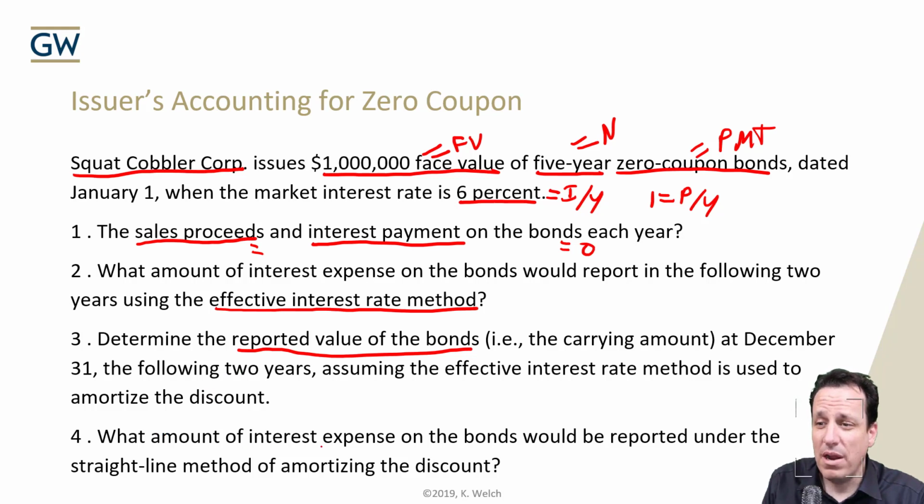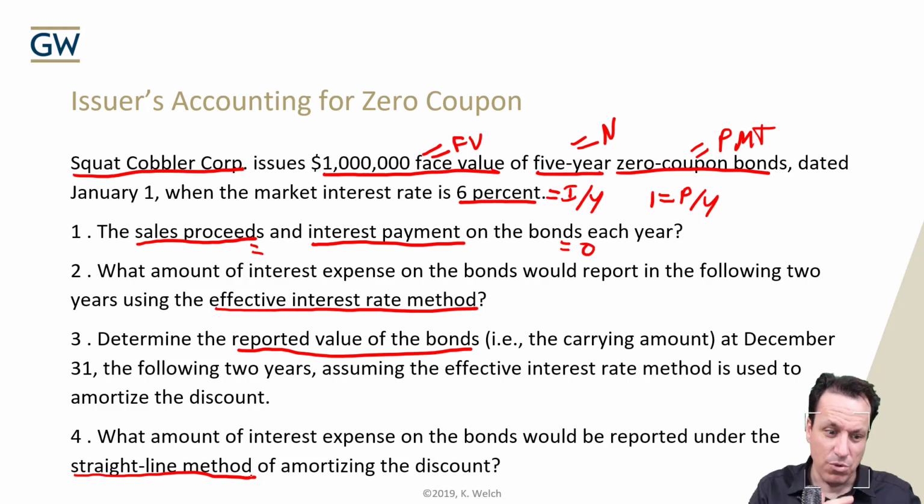And then 4, what amount of interest expense on the bonds would be reported under the straight line method of amortizing the discount? Well, the straight line method is pretty easy. You just take the amount of the discount and evenly distribute it. We're going to do that one also in this problem, just so you can see how the straight line method, an alternative method, works. You're not going to get a lot of questions on this, because it's pretty easy. We like to ask the questions that are used most in practice and that challenge you a bit more. Straight line is not used very often in practice. Usually the effective interest rate method is.